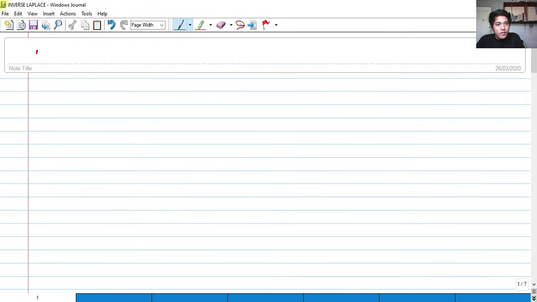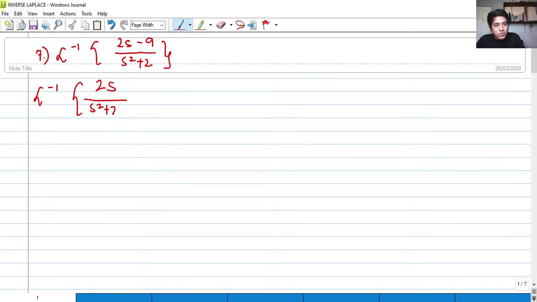So for number 7, find the inverse Laplace of 2s minus 9 over s squared plus 2. This should be easy. Okay, inverse Laplace of 2s over s squared plus 2. We can do that again. Minus, I can factor out now the constant. Okay, so inverse Laplace of, oops, I'm sorry, of 1 over s squared plus 2.